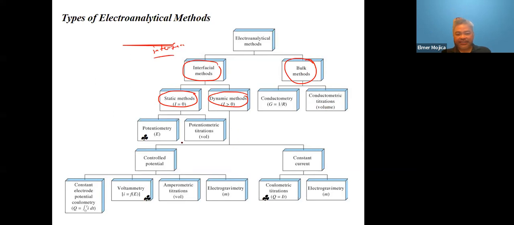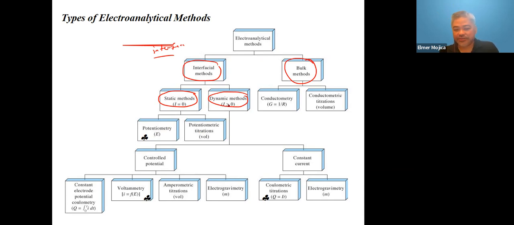And naka-highlight dito, ano, yung talagang i-concentrate natin. Okay, so in a static method, we can have potentiometry or potentiometric titration. Okay, now doon naman sa dynamic method. So when you say static method, the current is equal to 0. Now in the dynamic methods, the current can be more than 0.